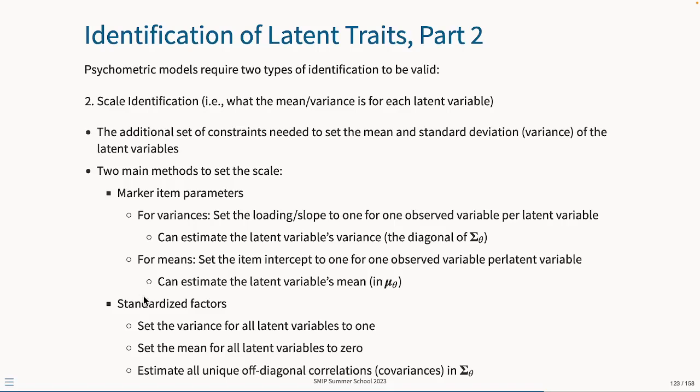So we have 1 latent variable. It has a mean of 0. We're setting the variance to 1. If we had more than 1 latent variable, we'd have to set all of their variances to 1, all of their means to 0. But we could estimate their correlations, right? They're the off diagonal of the covariance. This is a covariance matrix of the latent variables if we have more than 1.